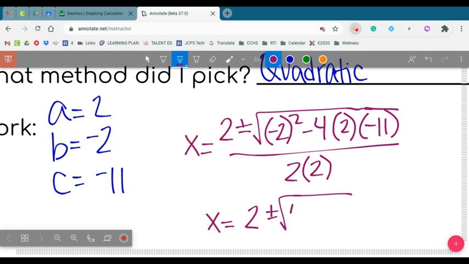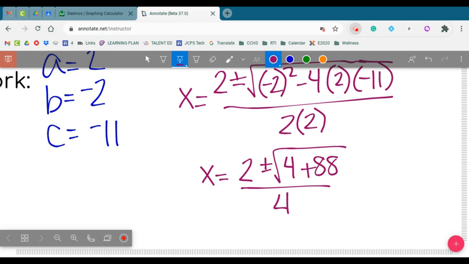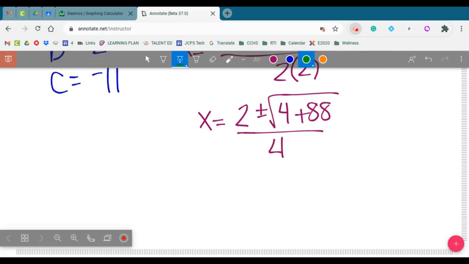Okay, negative 2 squared is going to give me 4. And then negative 8 times negative 11 is going to give me a positive 88. And then divide by 4. You're then going to get x equals 2 plus or minus the square root of 92 divided by 4.